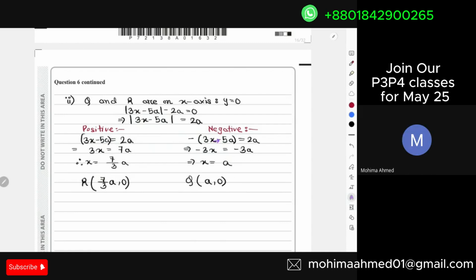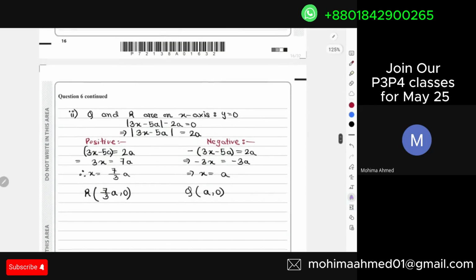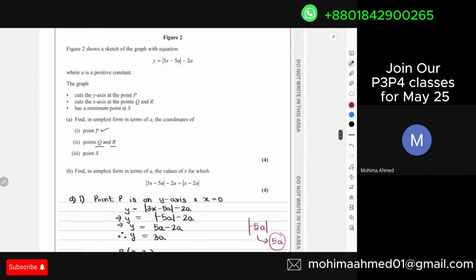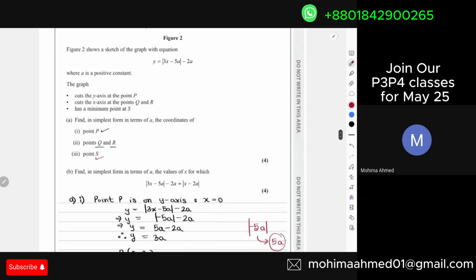Is it clear? Yes. That means whenever the expression is inside the absolute value, we will eliminate that absolute value and we will work with the positive and the negative value separately. Yes. Okay, then after this, we're trying to find out the coordinate of point S, right?